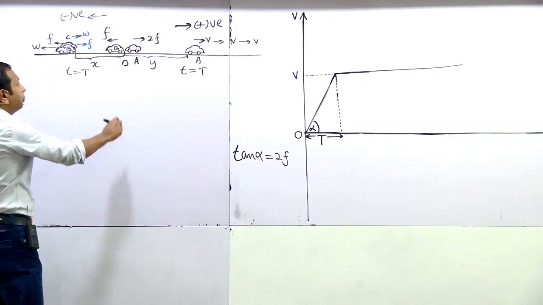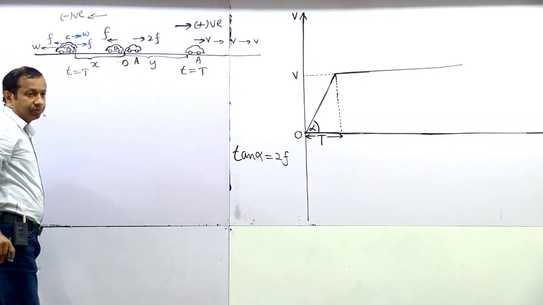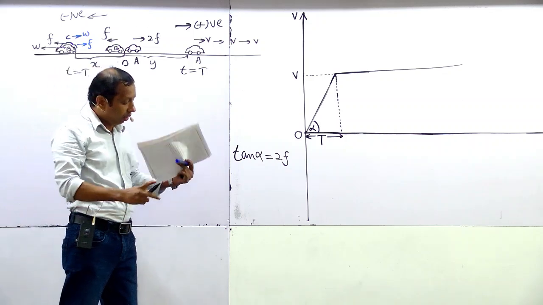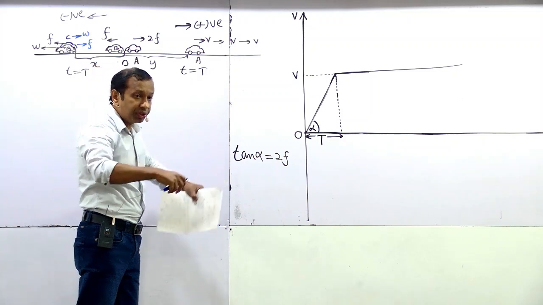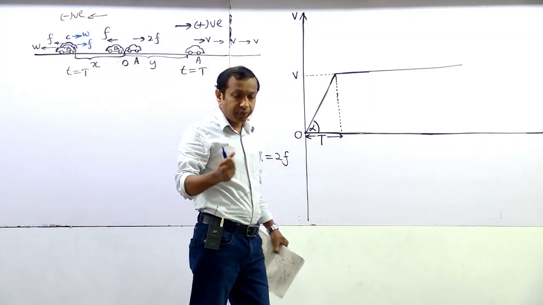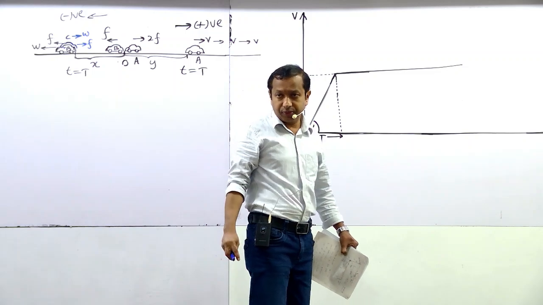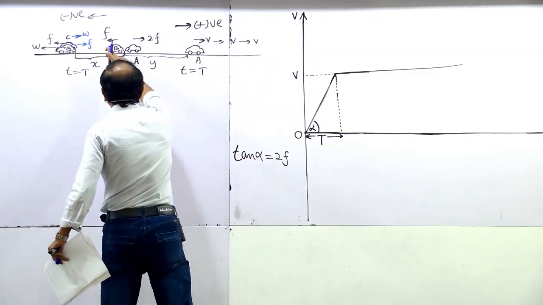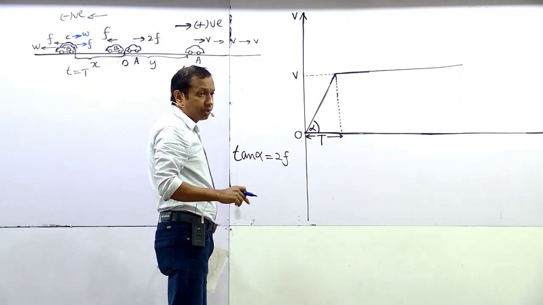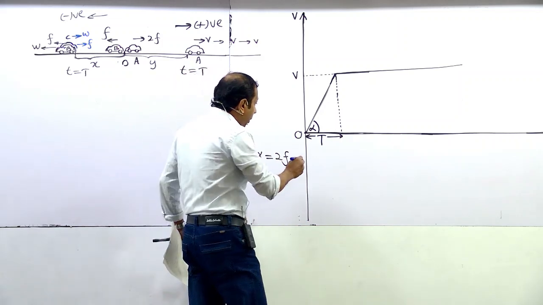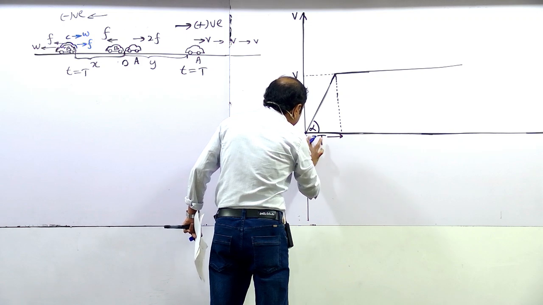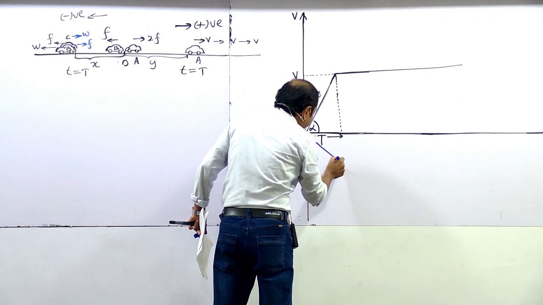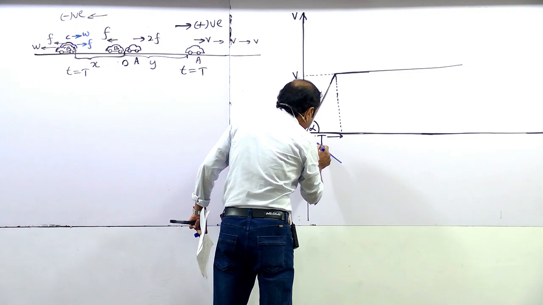Now, B moves to the left. Therefore, its velocity is negative. Then the VT graph of B should be below the time axis. You agree with me? Yes, below the time axis. Okay? And also, its acceleration is f, smaller than the acceleration of A. So, therefore, we should have the VT graph of that B like this. With the blue color, I am drawing that.